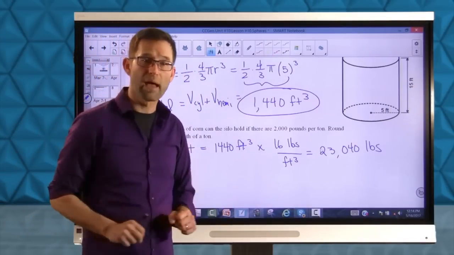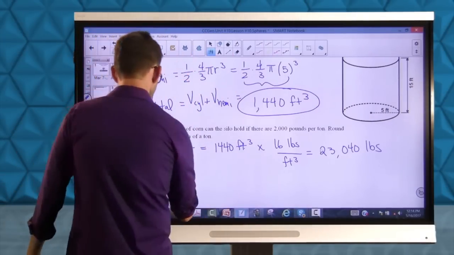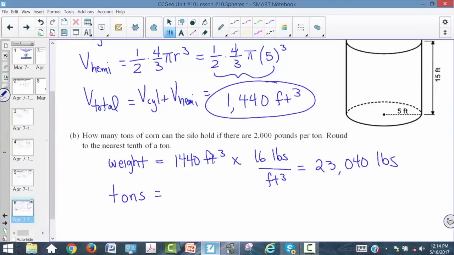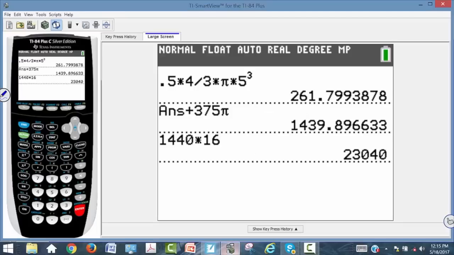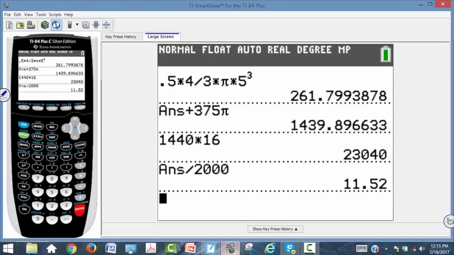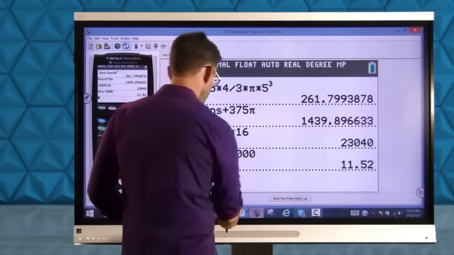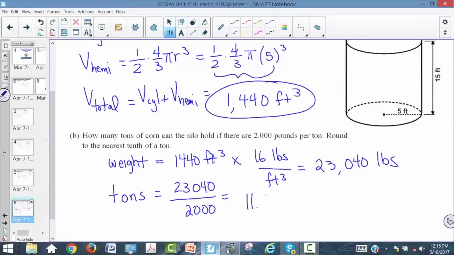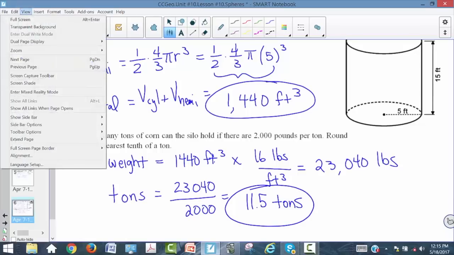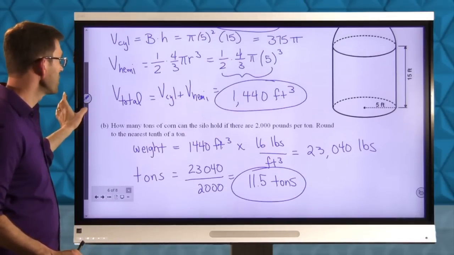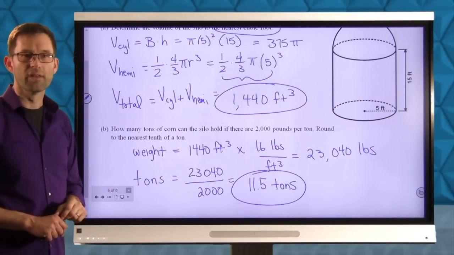But we want to know how many tons of corn feed. We know that there are 2,000 pounds per ton, so now we can just say that the tons will equal 23,040 divided by 2,000. Divided by 2,000 equals 11.52 tons. I think it said round to the nearest tenth of a ton, so 11.5. All right. Let me step back, maybe scroll this up a little bit so that you can see them. Write down anything you need to.